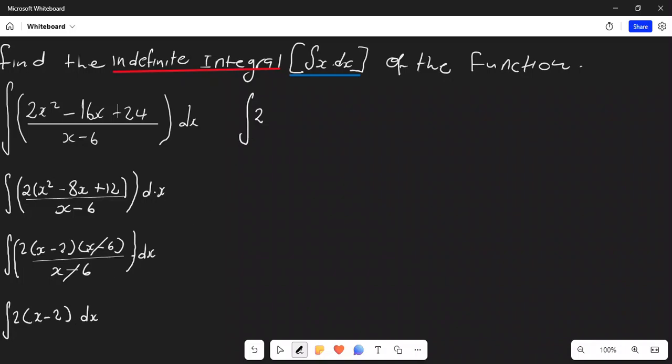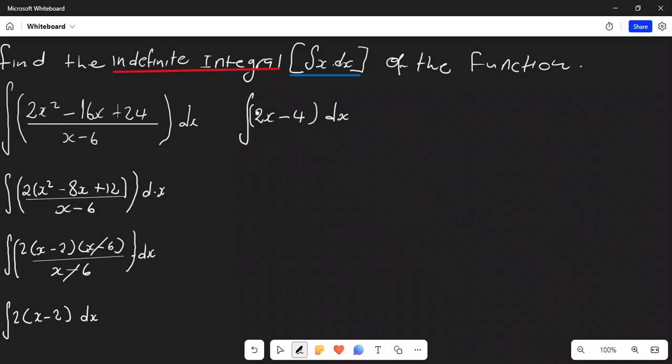So we have 2x minus 4, and then all this multiplied by dx, right? Now when it's like this, that's when we can start to integrate, guys. As you can see, all these steps here were to simplify before we integrate. Please do not try to integrate this function as it was. It needed some simplification, which we just did.